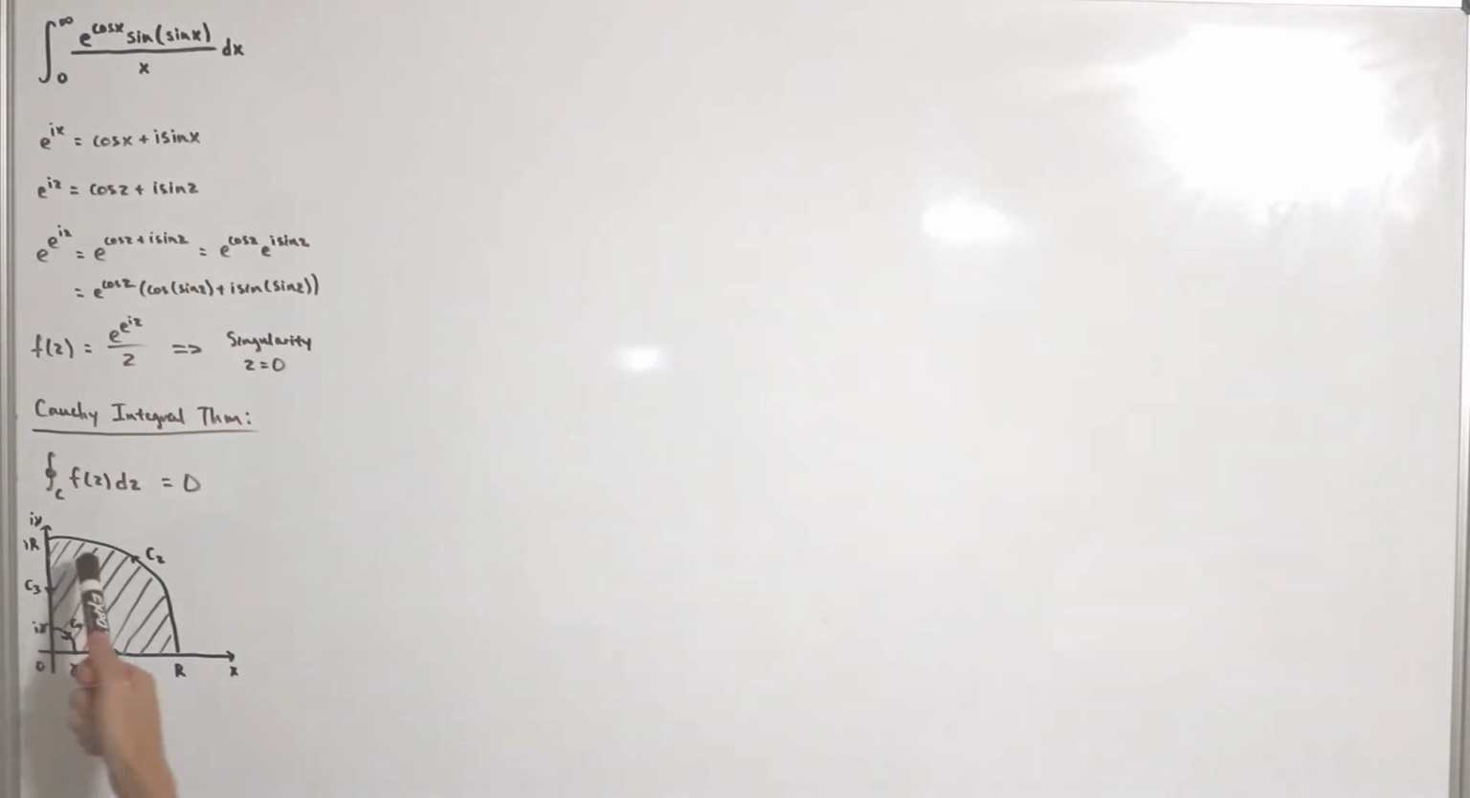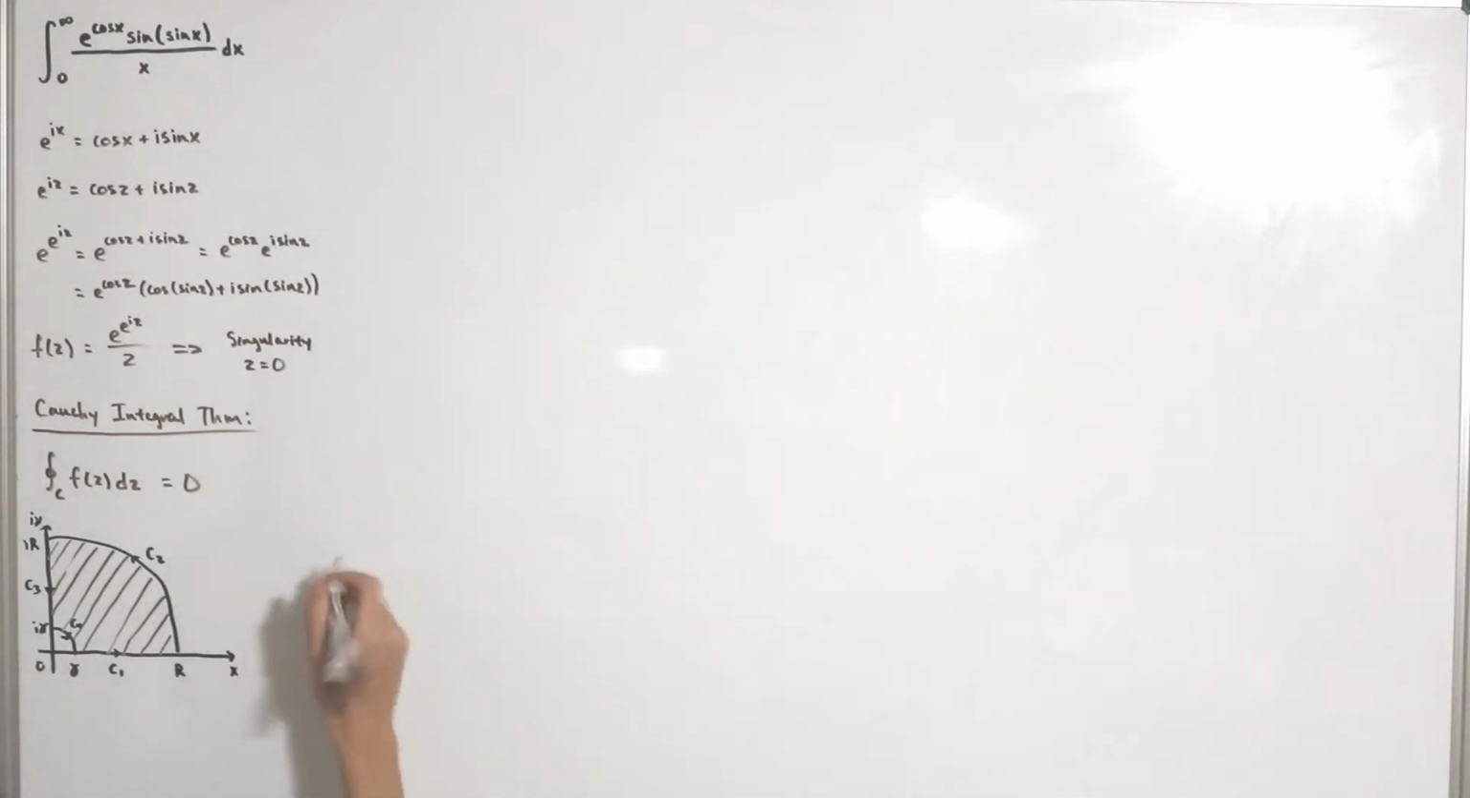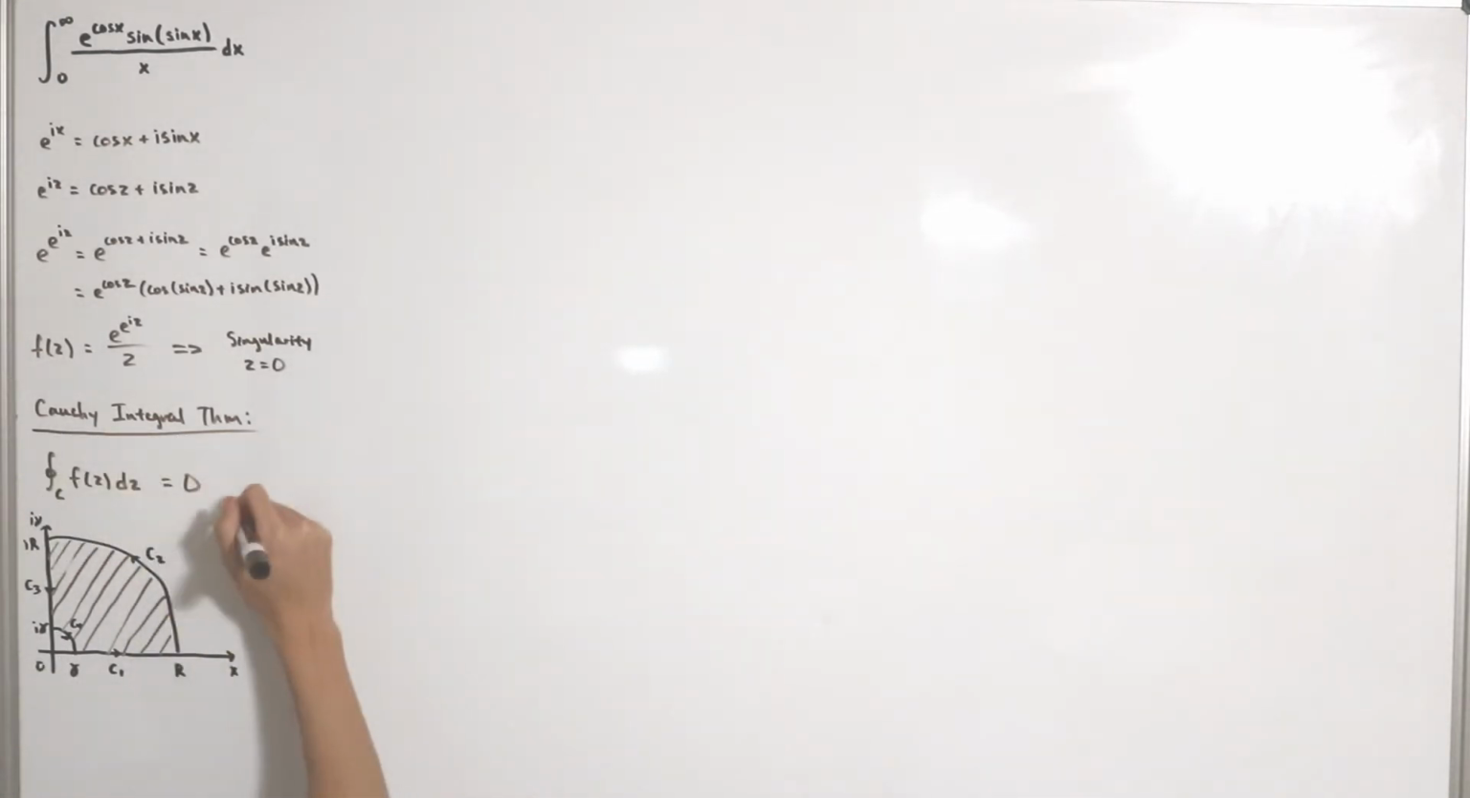Okay, so here's our sketch of our contour. Notice that when we're doing contour integration, we're integrating over each path. So we have 4 different paths that we've got to calculate: our C1, C2, C3, and C4. So in other words, we have to calculate this.